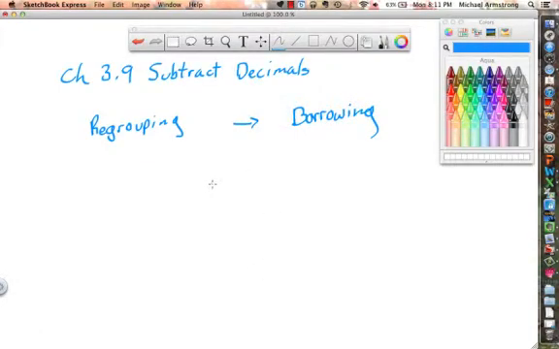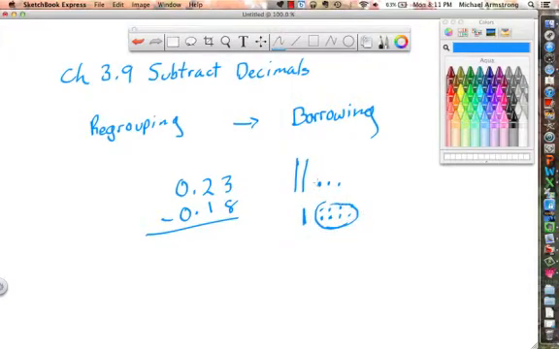Okay, for instance, if you have this number, 0 and 23 hundredths, and you're subtracting 18 hundredths from it, you've got a little problem. Now 23 hundredths, remember, looks like 2 sticks plus 3 dots, okay? And 18 hundredths looks like 1 stick and 8 dots. Okay, so we're subtracting. We can't take these 8 away from these 3. It doesn't work because there are more of them. So we have to borrow or regroup.